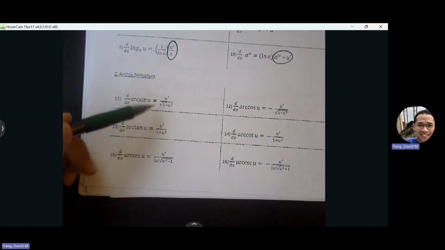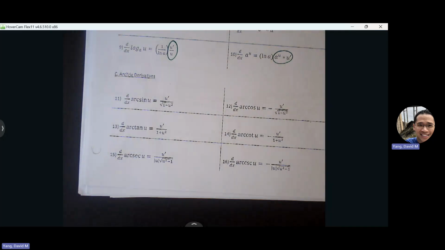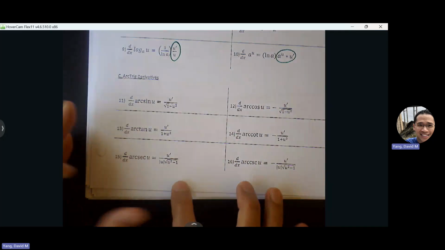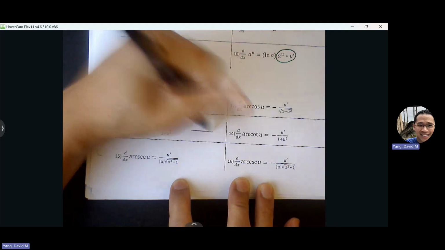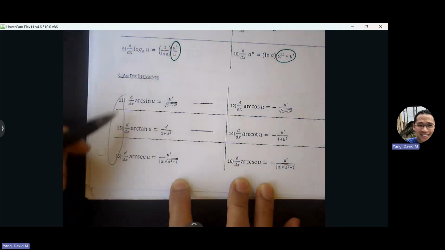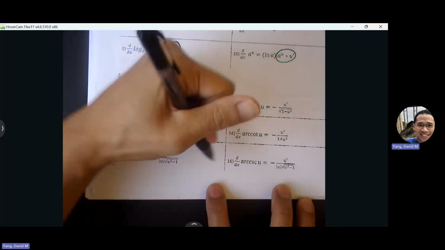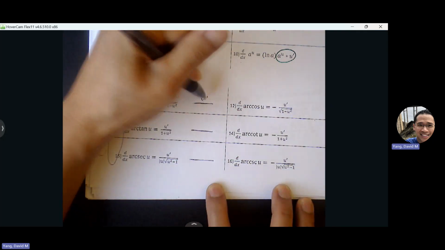And then finally, the arc trig derivatives. Again, I like to start off looking at patterns here. So the way I remember it is I know that it's only these three you have to worry about. These are the three unique ones. They all have u prime in the numerator.